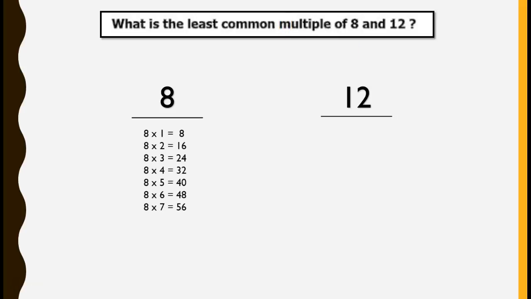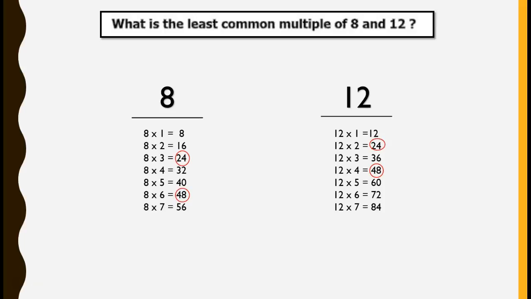Okay, so for 8, I'll stop there. You just start writing 8 times 1, 8 times 2, 8 times 3. Okay, and then for 12, just make a short list there. And now we want to find the ones that they have in common. So I see 24, and I also see 48. They would have more in common if I made the list longer.